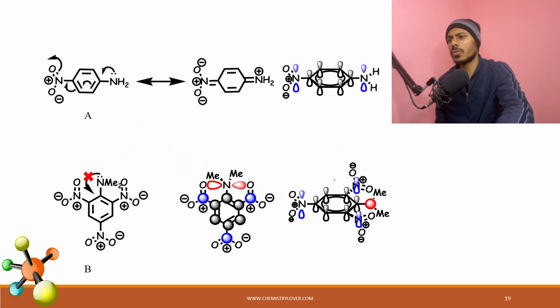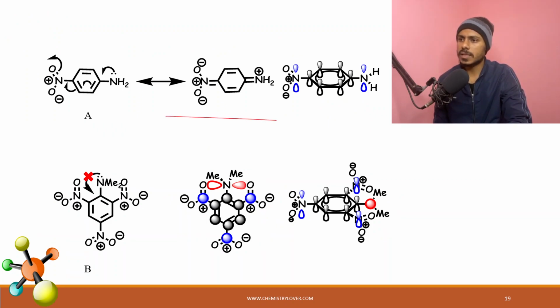The reason is clear when you look at their structure. In compound A, as expected, the delocalization will take place. But in compound B, the delocalization cannot take place. Why? Because of the presence of these large methyl groups on the nitrogen and the adjacent large nitro groups, they will sterically interact with each other, and it will rotate the plane of this NMe2 group.